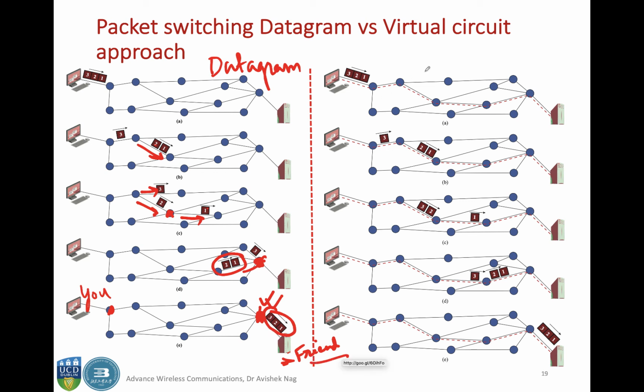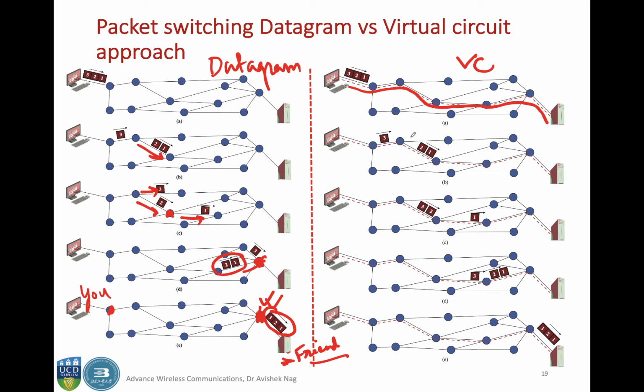Here is the virtual circuit approach. In the virtual circuit, first you establish a predefined route, as denoted by this dotted line. Okay, so this is your predefined route. Similar to the circuit switching approach, but this is not exactly circuit switching, my apologies. This is still packet switching, even though you are establishing this predefined route.